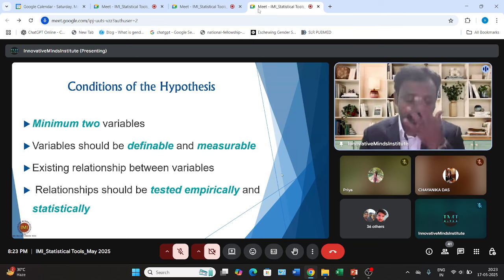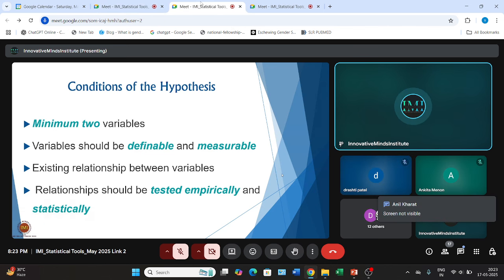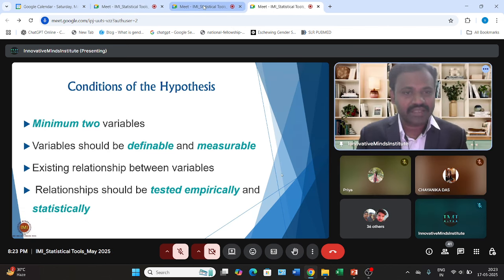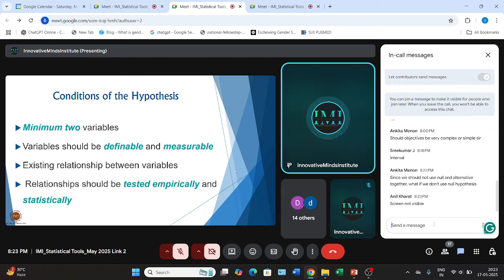Yeah, and conditions of a hypothesis. You should know the conditions of a hypothesis, right? Minimum two variables should be there. Imagine that you are developing a hypothesis. Some people develop a hypothesis with only one variable. They are really great, but absolutely wrong. It cannot be, right? If you are saying it's a hypothesis, you have to have a minimum of two variables. It can be three or four also.